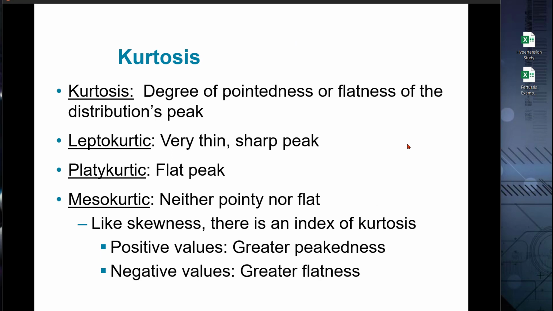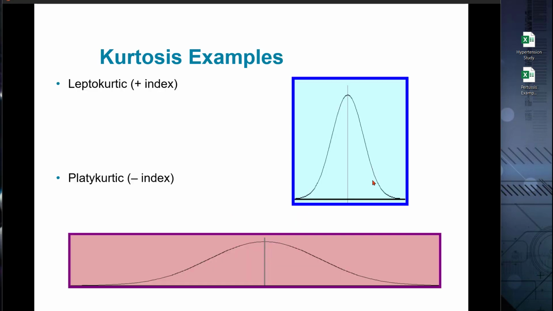Kurtosis refers to the shape of the distribution in the tails. A leptokurtic distribution has a higher peak and fatter tails than a normal distribution, while a platykurtic distribution has a lower peak and thinner tails than a normal distribution. A mesokurtic distribution has the same shape as a normal distribution, neither extremely peaked or flat. Just like for the skewness, there is an index value of kurtosis that is calculated by computer software like StatCrunch. These values further describe the shape of the data.